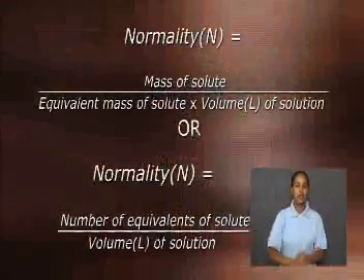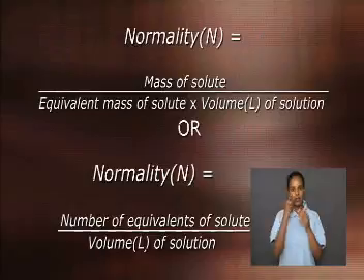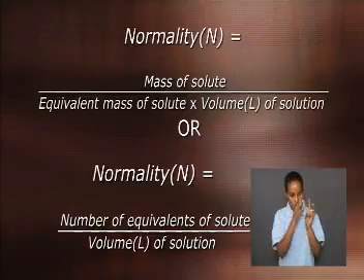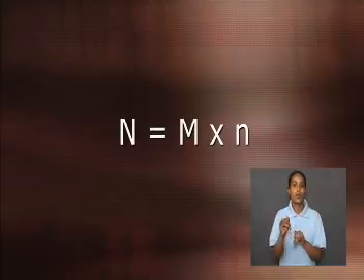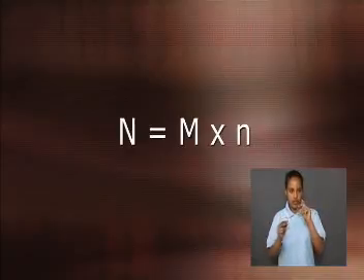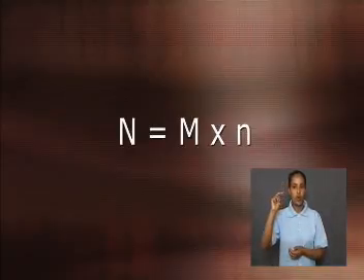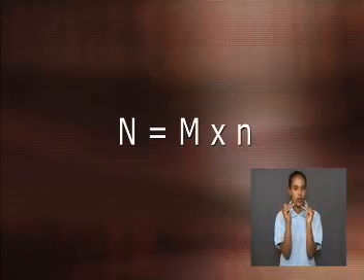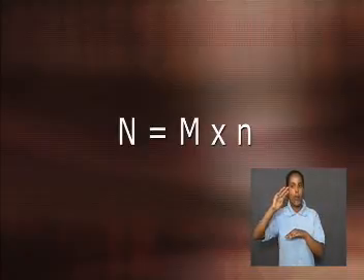Let us return to our equation for normality. As you can see, it can be written in 2 different ways. Also, notice that normality is molarity multiplied by N. Normality is always equal to or greater than molarity.